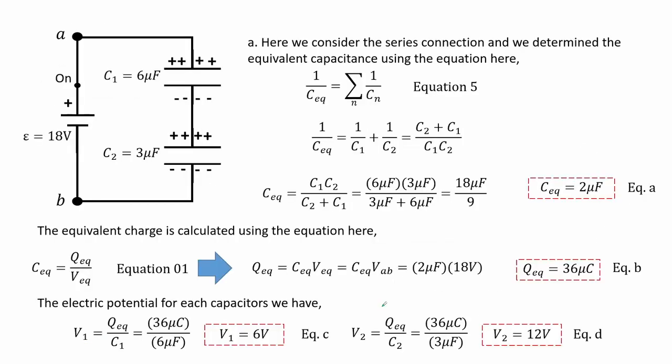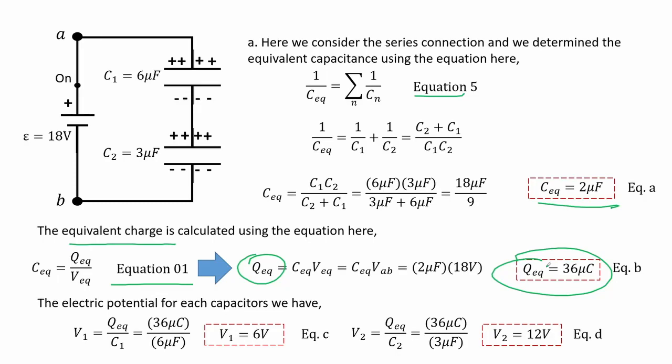For letter A, here we consider the series connection and we determine the equivalent capacitance using equation 5. The equivalent capacitance, as shown in equation A, is 2 microfarad. The equivalent charge is calculated using the equation in equation 1, which we rewrite to solve for the equivalent charge, which is 36 microcoulomb. The charges for both plates are equal to the equivalent charge.